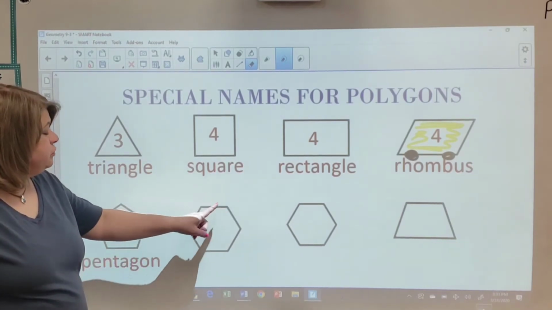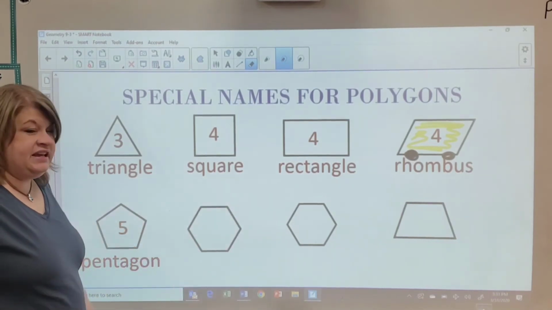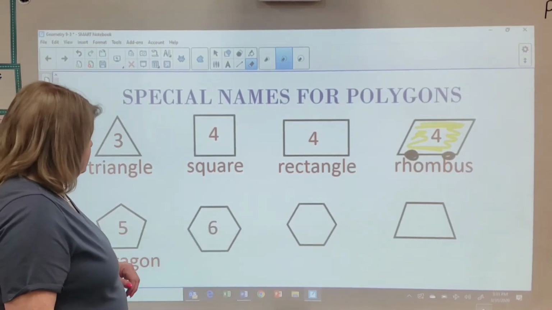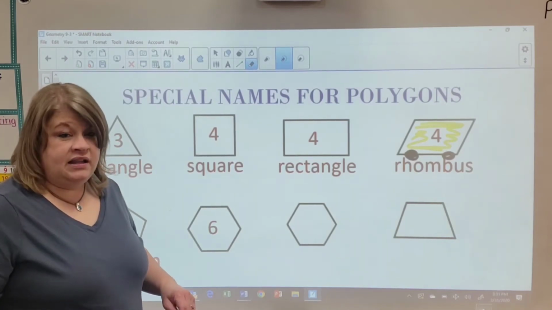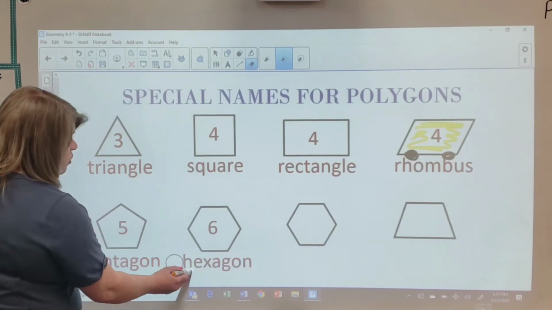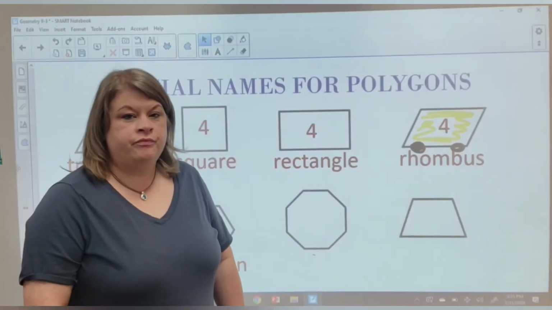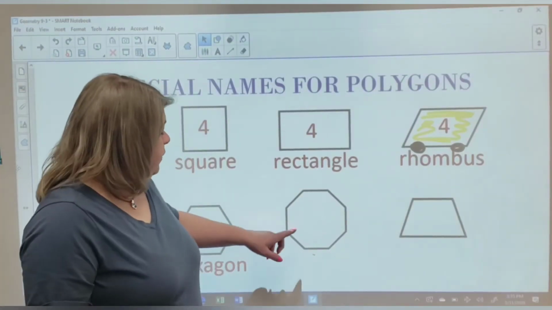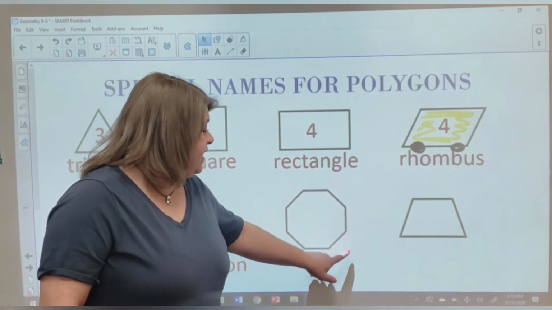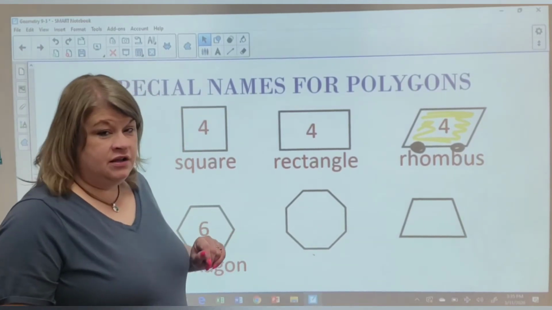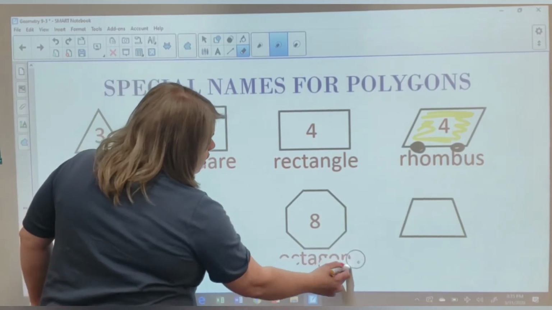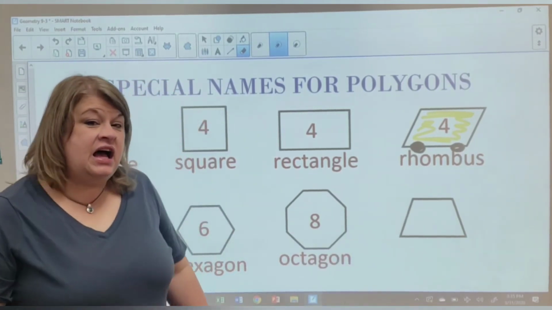I see 1, 2, 3, 4, 5, 6 sides. Do you remember what a 6-sided polygon is called? Anybody? Were you right? Did you know it was a hexagon? All right, let's look at the next one. Here we have this figure that's a polygon. 1, 2, 3, 4, 5, 6, 7, 8. Do you know what an 8-sided polygon is called? It is called an octagon.